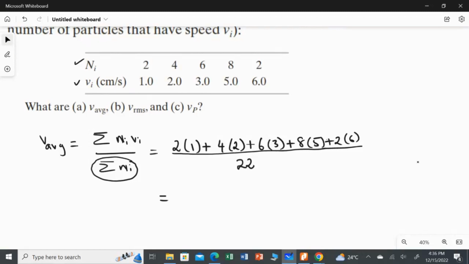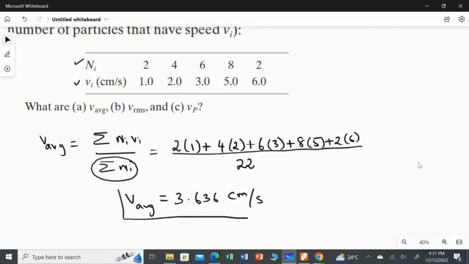So let's see what the average speed is. 2 multiplied by 1, plus 8, plus 6 multiplied by 3 is 18, plus 8 multiplied by 5 is 40, plus 2 multiplied by 6 is 12, over 22. So I got the answer as 3.636. And what's the unit? The unit here is centimeter per second. So we have to write centimeter per second. This is the answer for the first part.